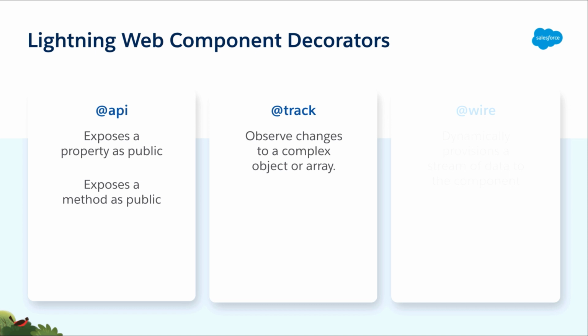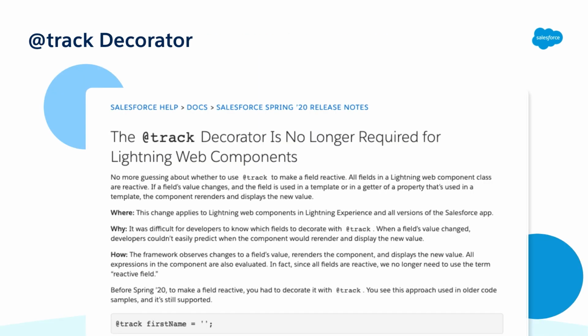This is used to observe changes to complex objects and arrays. Now, you might be thinking to yourself, I thought we didn't have to use the track decorator anymore. Well, you'd be partially correct. In the Spring 20 release, we made it so that most properties are tracked by default, making them reactive.